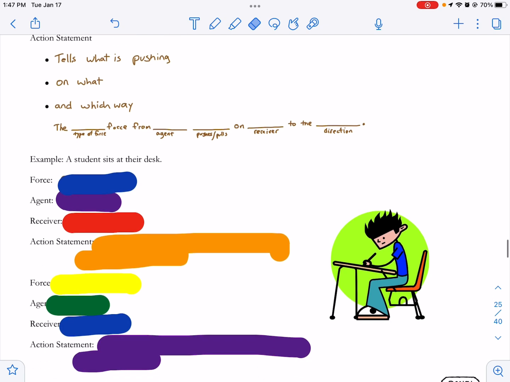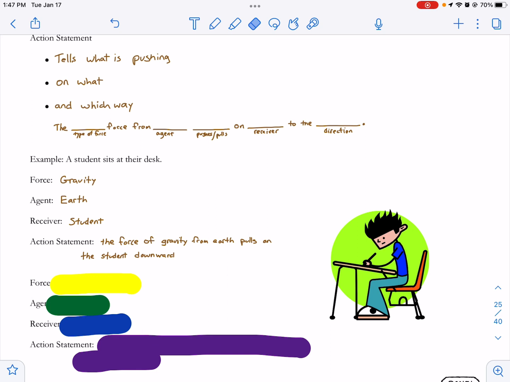So I've got two examples here. We've got this student sitting in a desk. Perhaps you are sitting in a desk right now, and there's a force of gravity on you. The agent of gravity is Earth. It's always Earth. Earth is the big object here. You do have some force of gravity, but you're really small in comparison to Earth. Earth is what's pulling on you right now with gravity, and the student is the receiver in our picture. And so our action statement looks like this: the force of gravity from Earth pulls on the student downward.